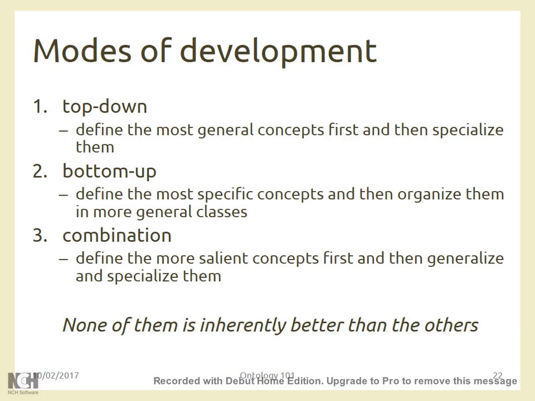In creating this ontology, there are at least three modes of development. None of them is better than the other. The first one is top-down: you start to define the most general concepts, the high-level classes, and then try to specialize them. Or the bottom-up: define the most specific concepts and then create the superclasses for them. Or a combination of the two. It's up to you, as you like. There is no approach better than the other.